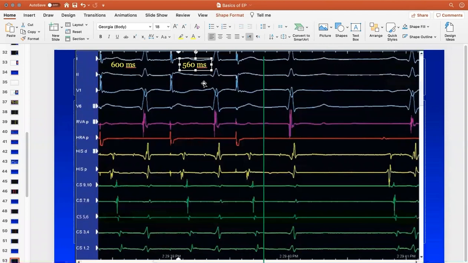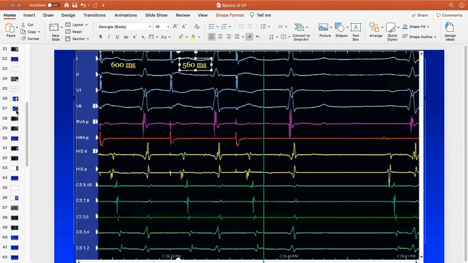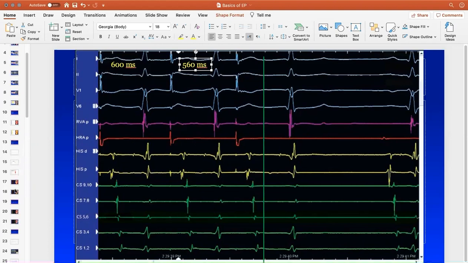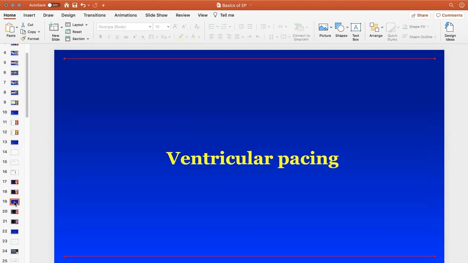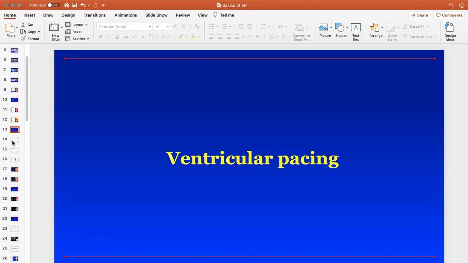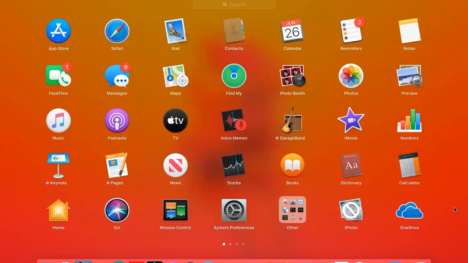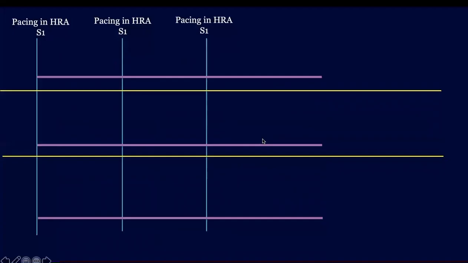So you have a drive train of 6 or 8 beats, and then you throw an extra. This is where, where is the slide? Sorry, I'm going to jump back and forth, just to remind you guys of what we talked about, the atrial extras. Yes. So when we pace from the atrium, and we also do it from the ventricle. How do I hide this? I can move it. Okay, good.